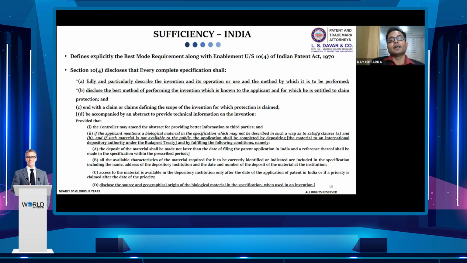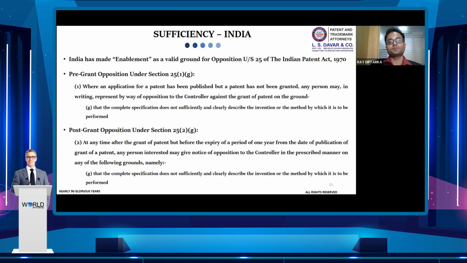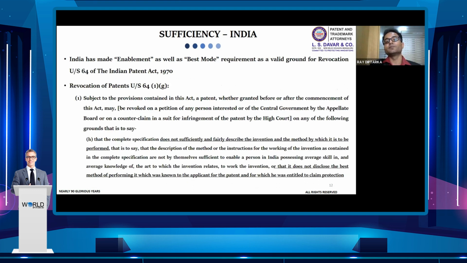All right. Now, clause (b) says a complete specification should disclose the best method of performing the invention which is known to the applicant and for which he is entitled to claim protection. So this is the best mode requirement. Categorically speaking, it is not there in the post-grant or pre-grant opposition sections. However, it is very much present in revocation of patents under Section 64(1)(g).